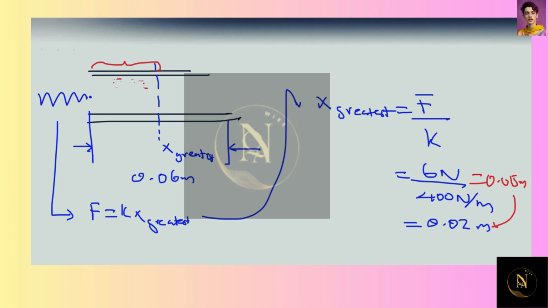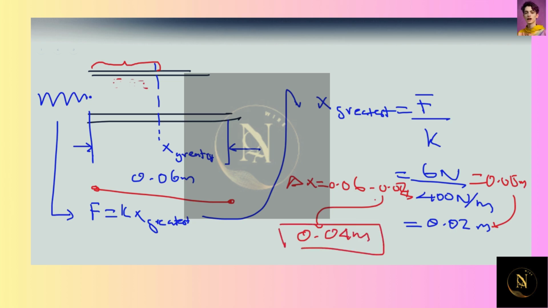So the actual distance moved by the ball, which we call delta x, becomes 0.06. That's the total distance from right here to right there, minus 0.02, sorry, and that gives us 0.04 meters. So that's the distance moved by the ball.